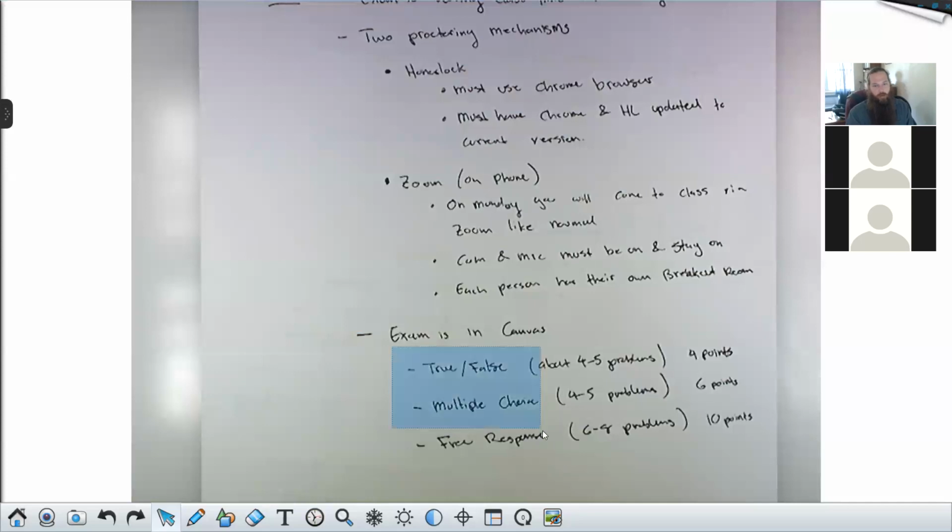But the places where I'm really going to be pushing you to think critically are in the true-false and multiple choice. Because there's 4 to 5 of them, and each pair of true-false and multiple choice is worth the same as a free response, it's possible to bomb the exam just by bombing the true-false and multiple choice and doing okay on the free response. So think carefully and critically. Don't just plow through the true-false and multiple choice.